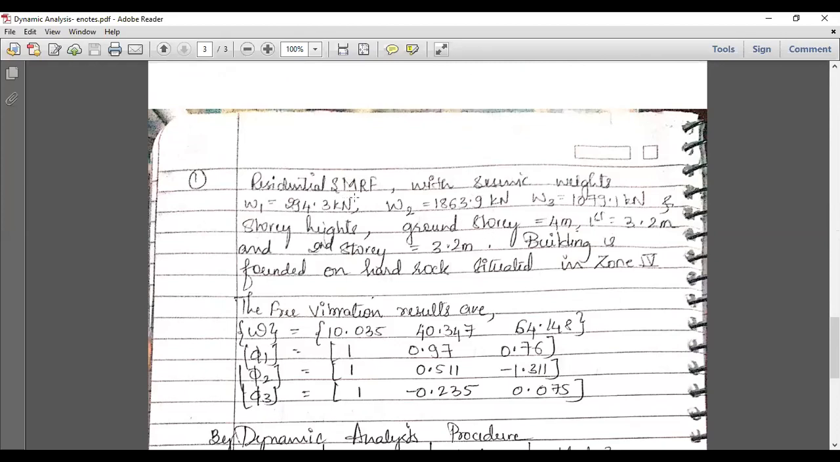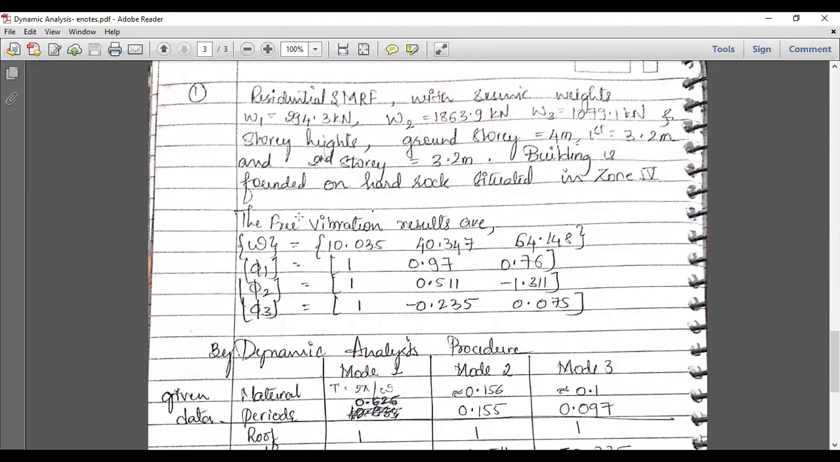A residential SMRF building with seismic weights W1, W2, W3 is given, and the story heights are 4 meters at the ground, 3.2 for the first floor and 3.2 for the second floor. The building is founded on hard rock situated in zone 4. Here they give us the results of the free vibration.